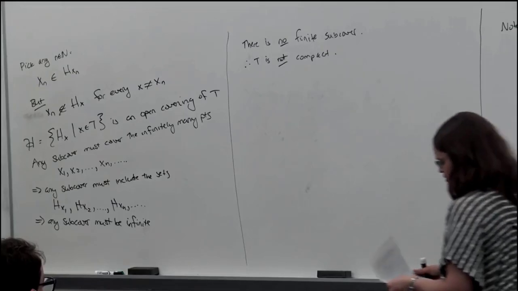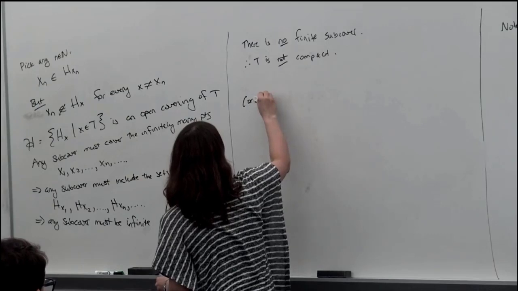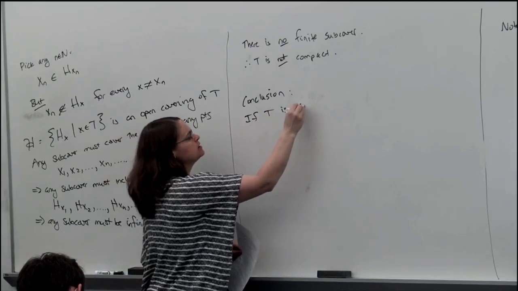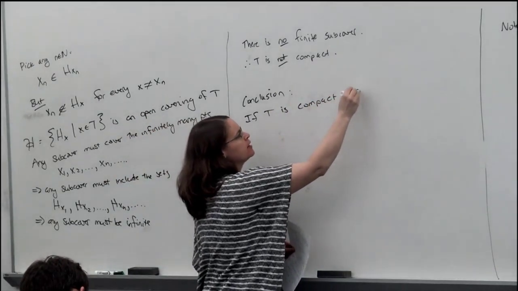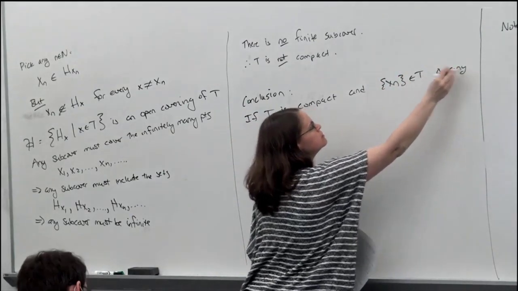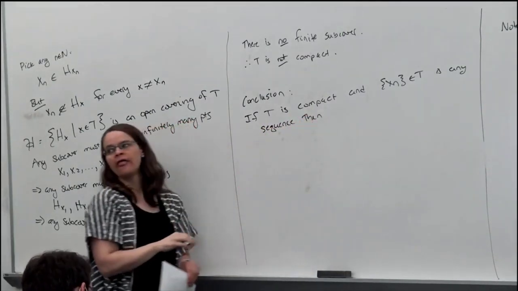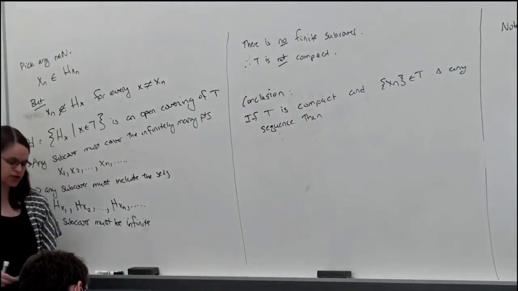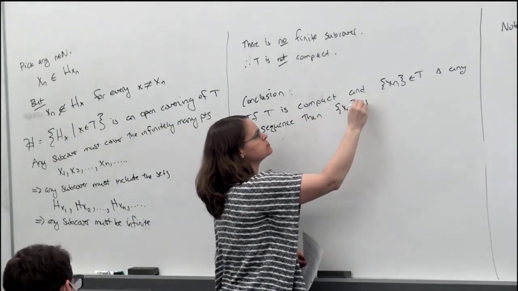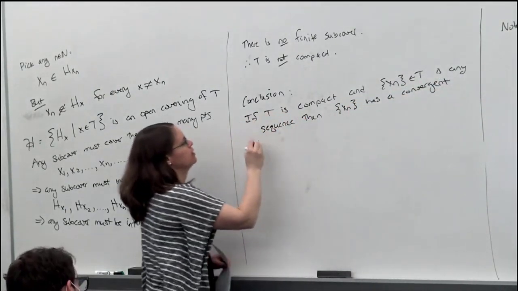So let's state the theorem that we have here, just as a reminder. We did the contrapositive here, but the conclusion we really care about is that if T is compact and Xn is any sequence, then certainly Xn has a convergent subsequence. So things have to accumulate somewhere.